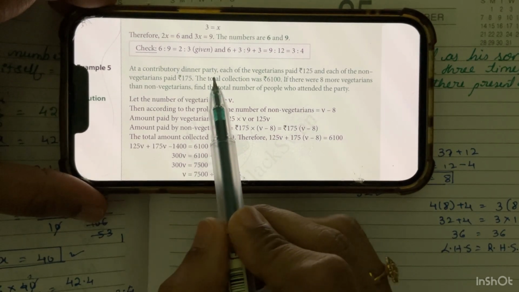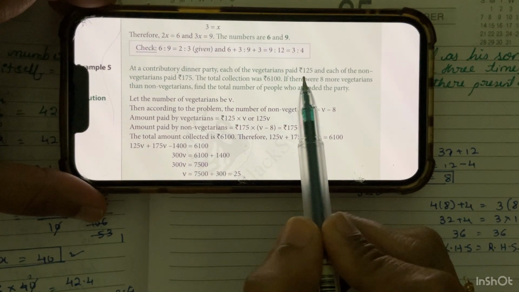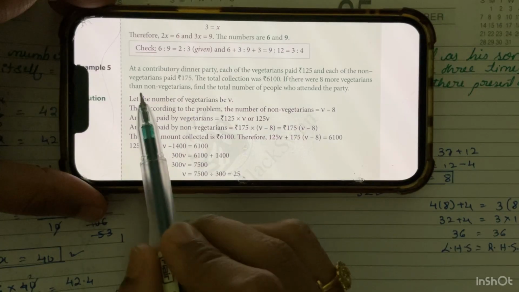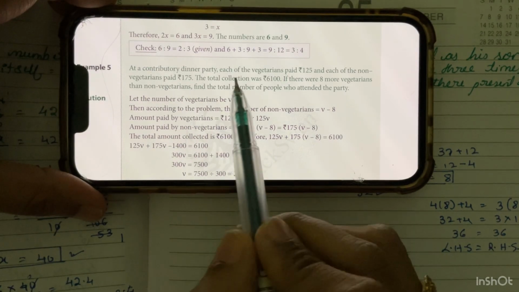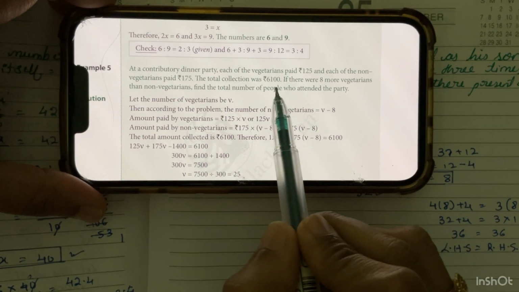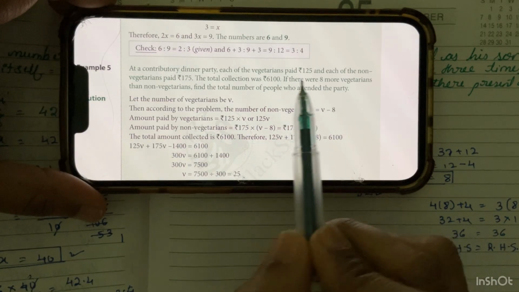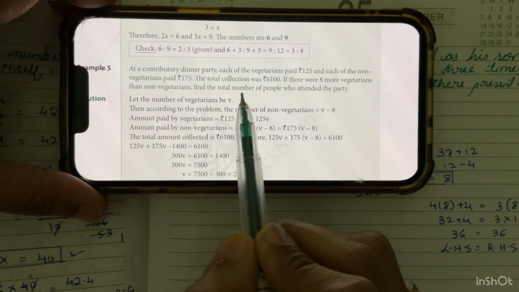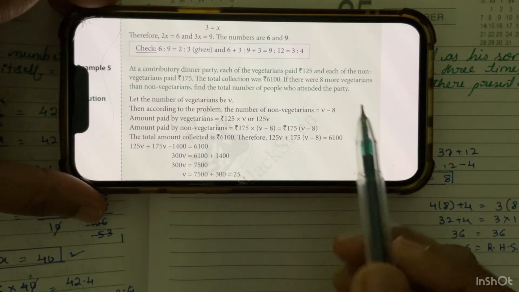At a contributory dinner party, each of the vegetarians paid rupees 125 and each of the non-vegetarians paid rupees 175. The total collection was rupees 6100. If there were 8 more vegetarians than non-vegetarians, find the total number of people who attended the party.